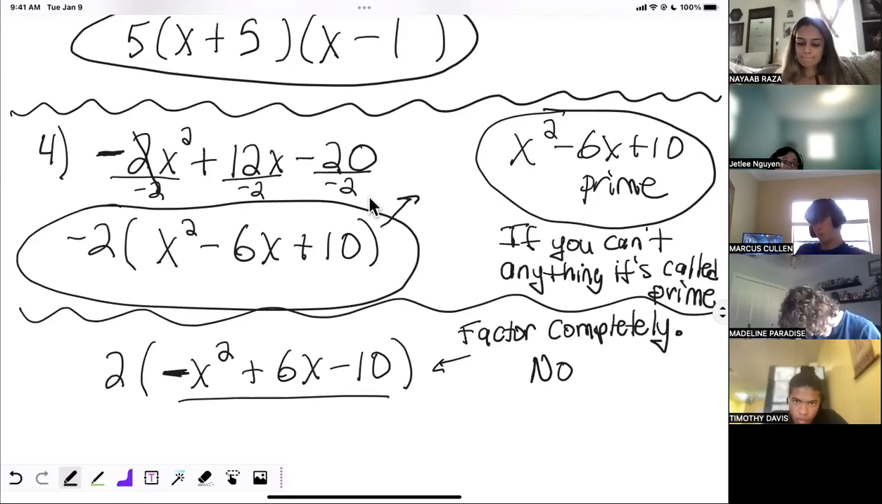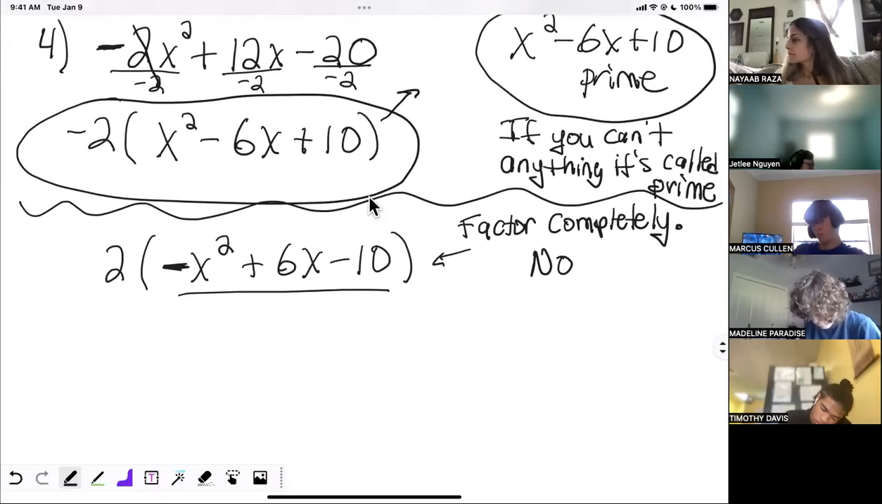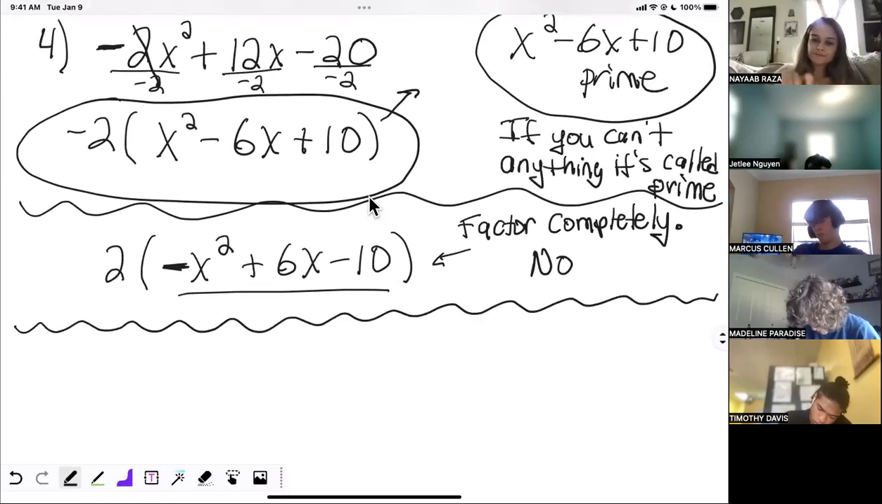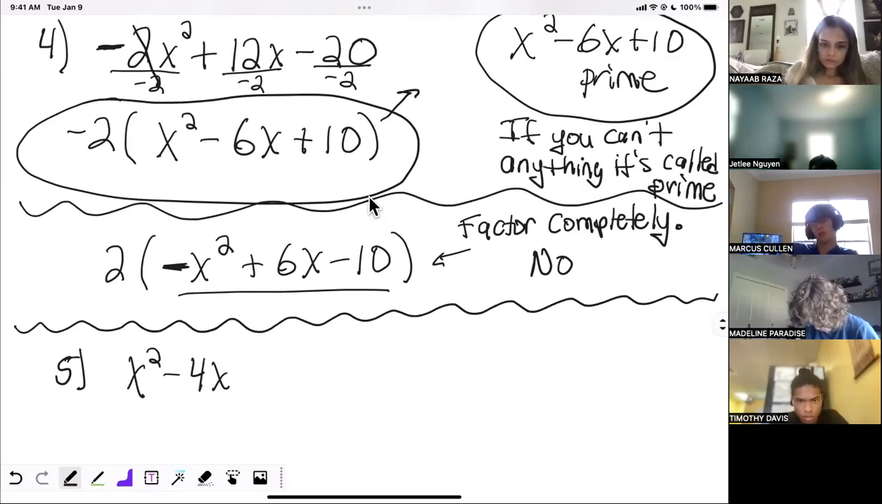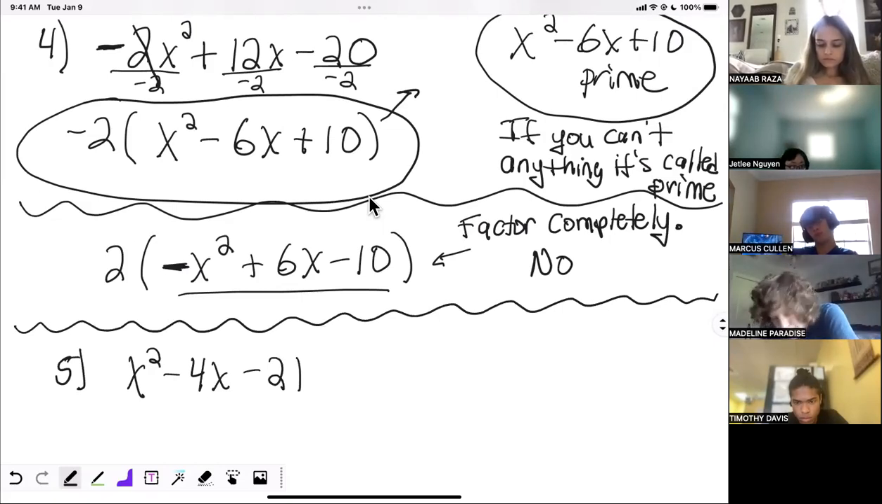Anything else? All right, I'm going to give you one to try, a small one. There's no greatest common factor. I just want you to try a small one. You're going to factor, and make it number 5. Okay, you're going to factor x squared minus 4x minus 21. And just take a minute or two, think it through. I'll be quiet.